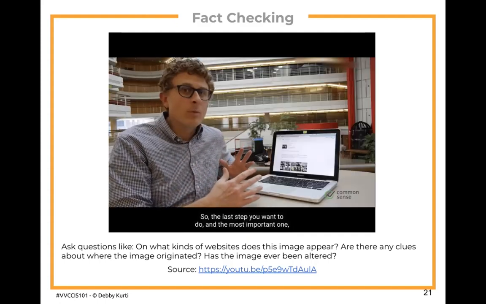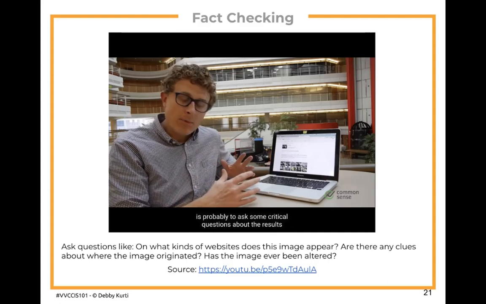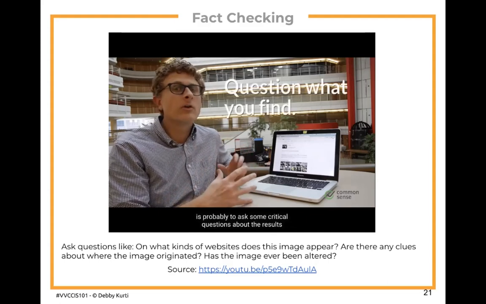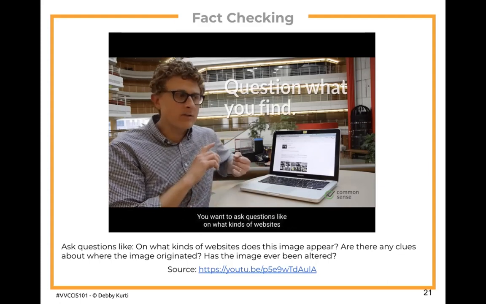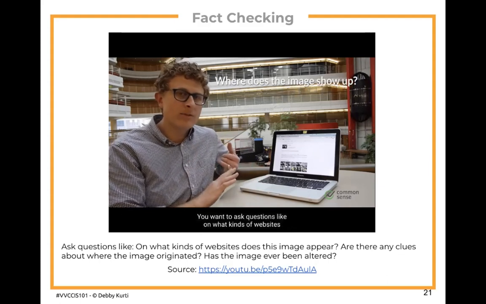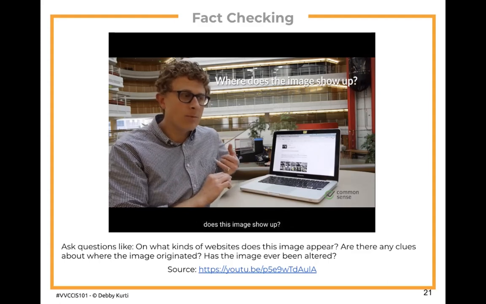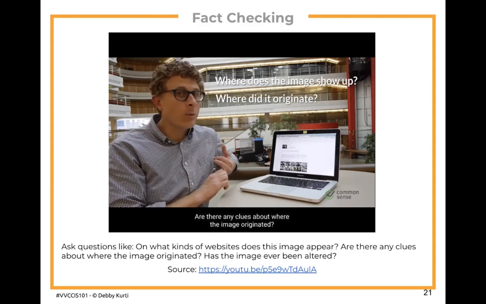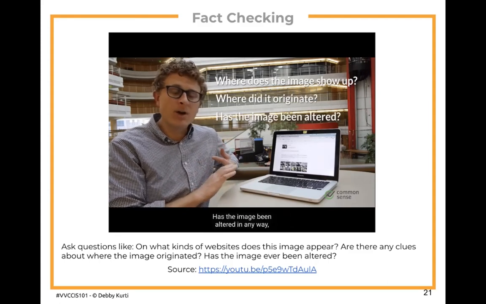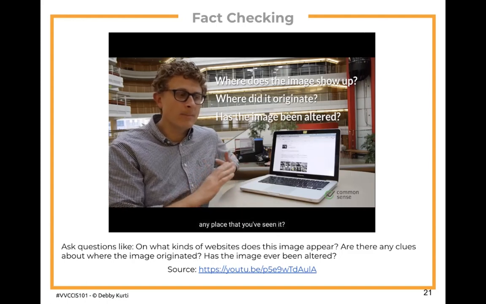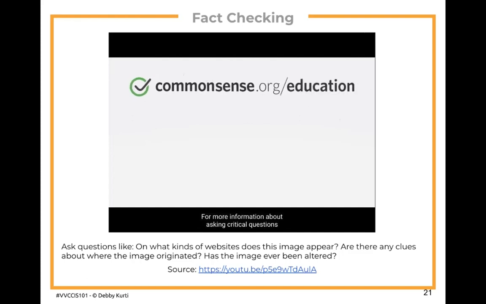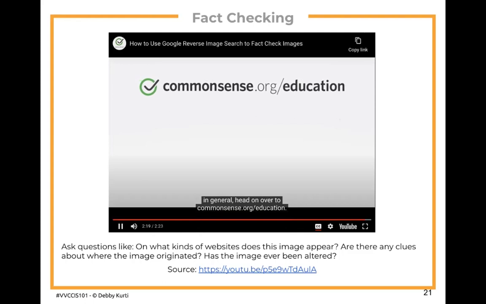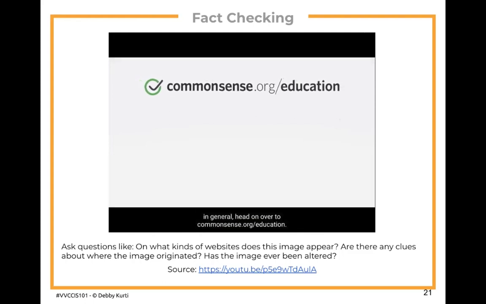So the last step you want to do, and the most important one, is probably to ask some critical questions about the results that you just found. You want to ask questions like, on what kinds of websites does this image show up? Are there any clues about where the image originated? Has the image been altered in any way, any place that you've seen it? And that's just the tip of the iceberg. For more information about asking critical questions with a reverse image search, or just about fact-checking in general, head on over to commonsense.org/education.